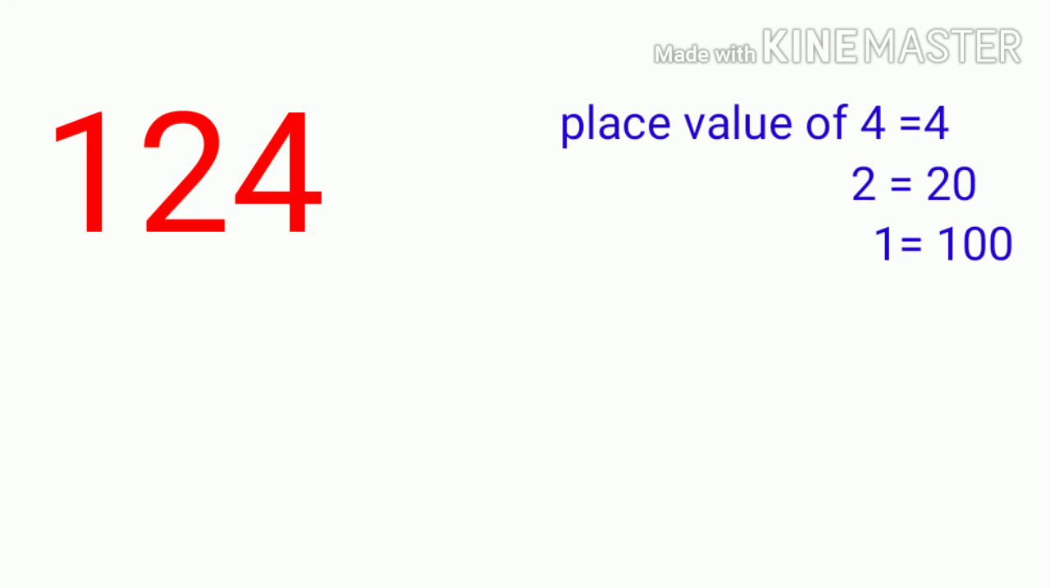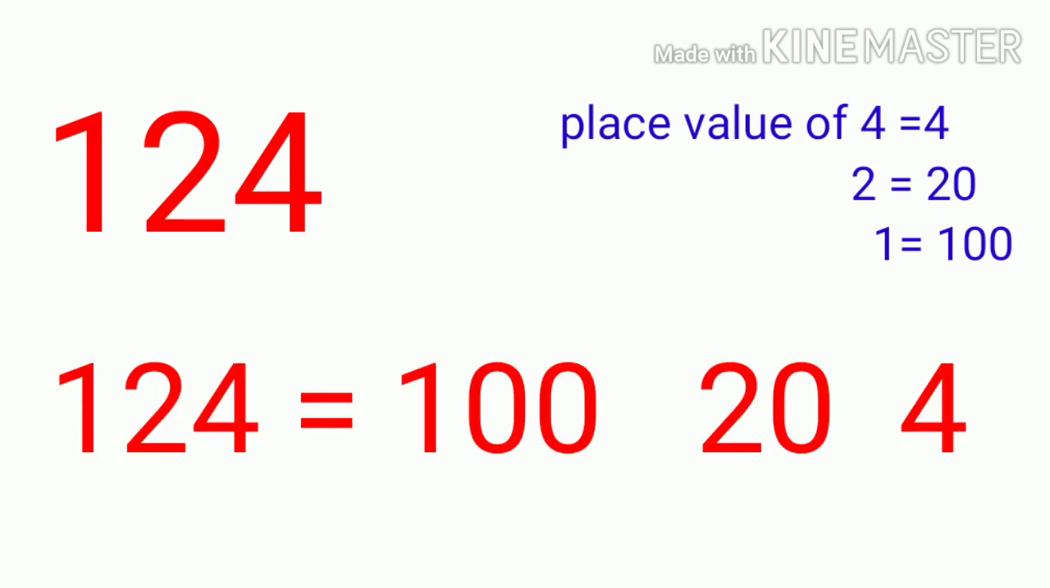Then tell me children, what is the next step? Now we get the place value of each digit in this number. We know writing the number in expanded form means writing the number as the addition of the place value of its digits. So next we have to write these numbers in the addition form. So let us put plus symbol in between these numbers. That is 100 plus 20 plus 4. So the expanded form of 124 is 100 plus 20 plus 4.